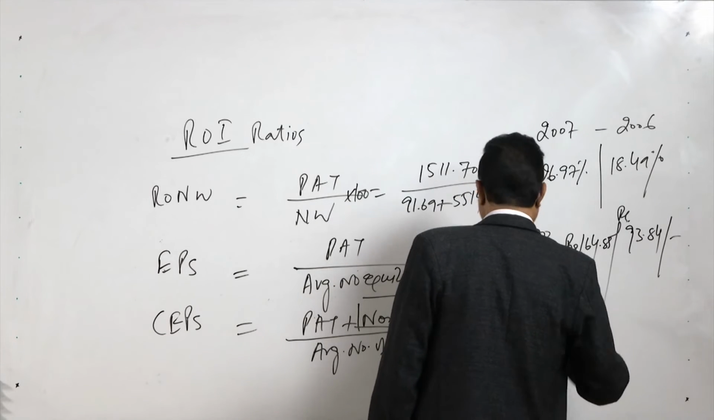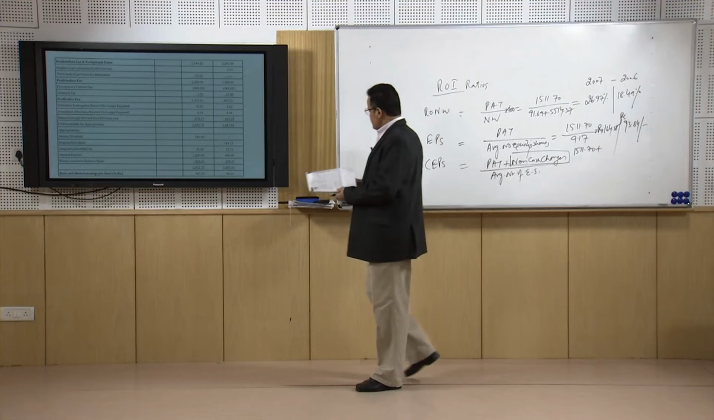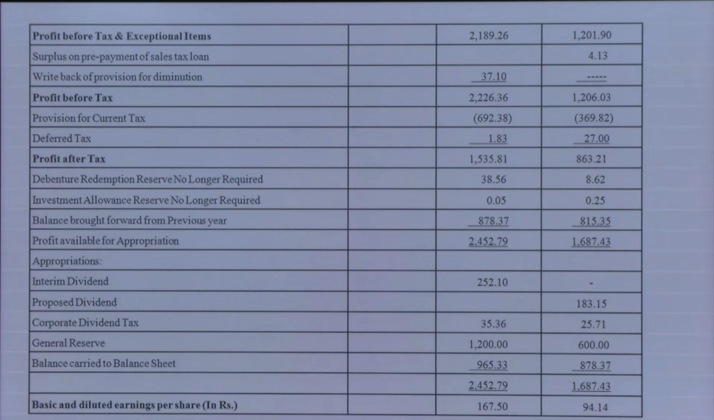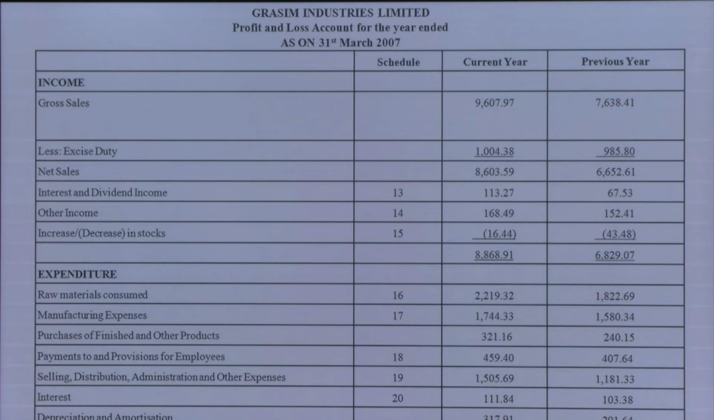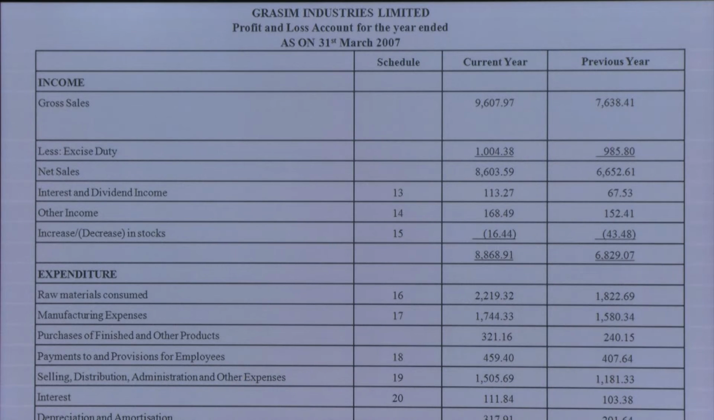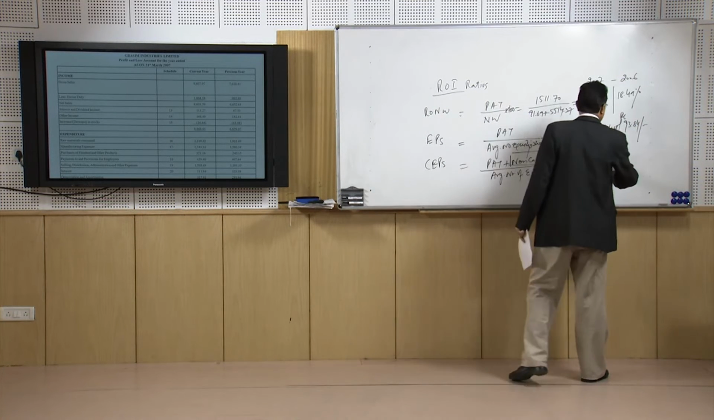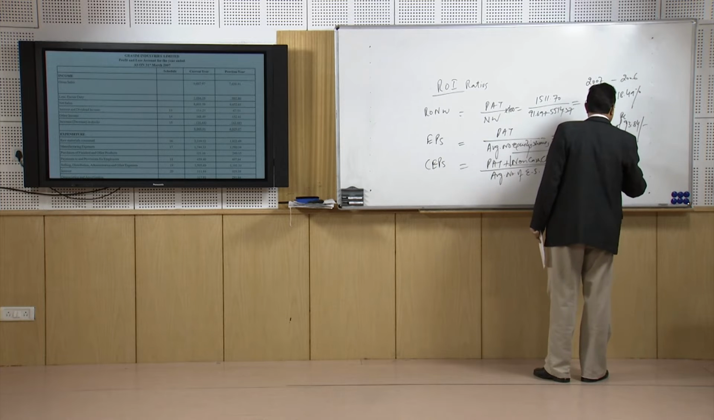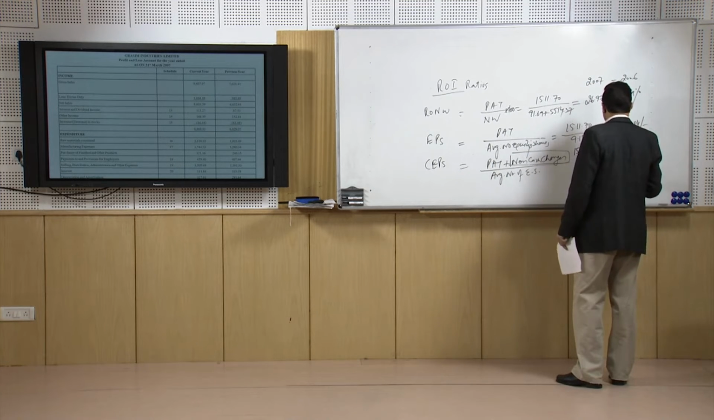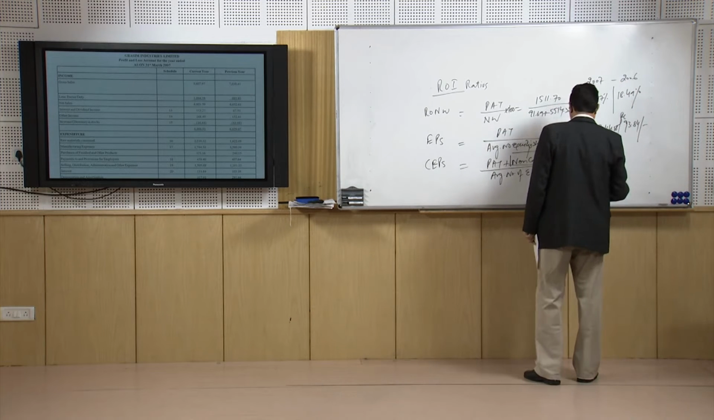1511.70 crores, plus we will have to add in this case the non-cash charges. If you look at the non-cash charges here, you will find the figure of depreciation, provisions and depreciation, and the last figure, depreciation and amortization, is 317.91 crores. That is the non-cash charge, and again the denominator is the same, 9.17 crores of equity shares.